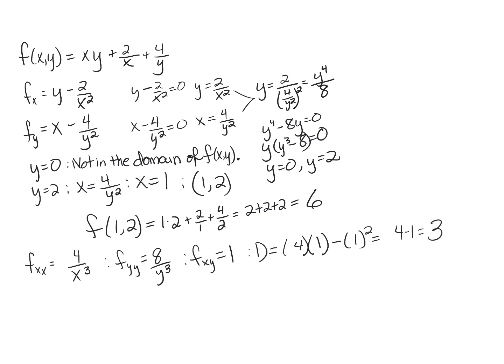So if D is positive and double X is positive, that means it's concave up. And it makes that point a minimum. Well, it makes 6 the minimum value, and it happens at that point.